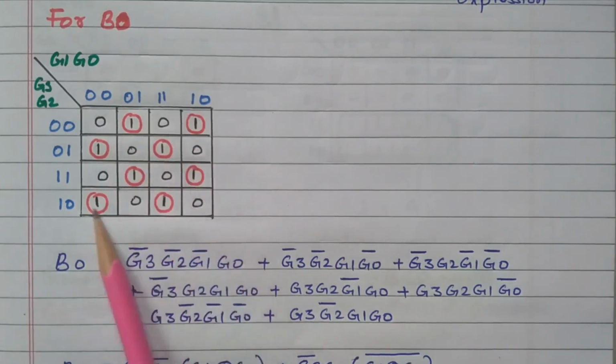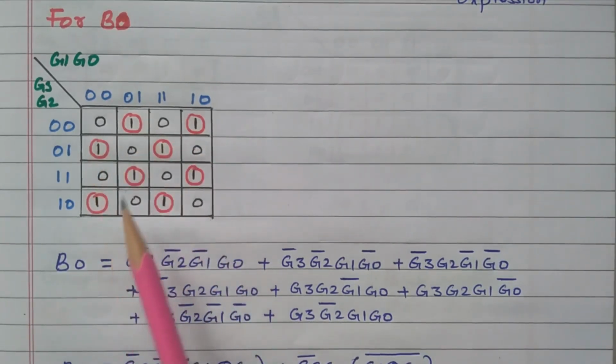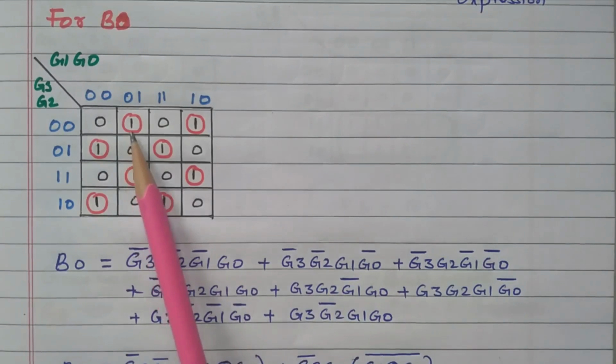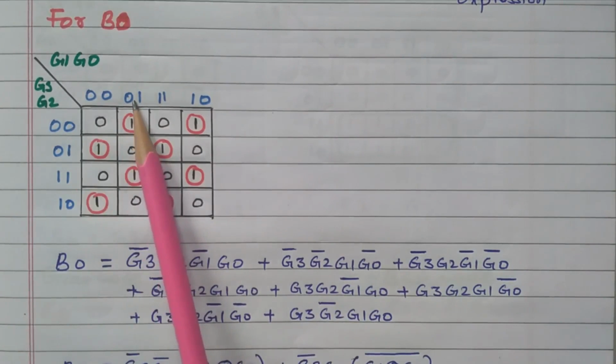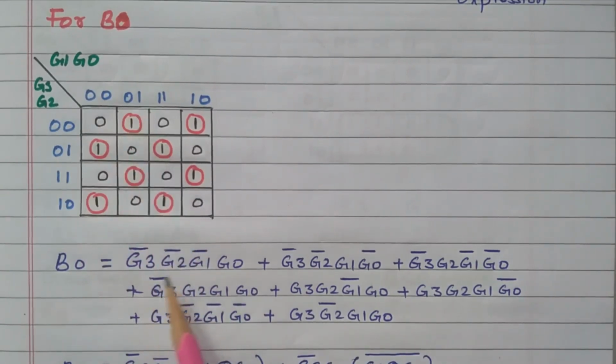Next we need to go for the grouping of the cells. Here there is no possibility of any grouping of cells. All are available individually, right? So there are 8 different expressions available. So how will you write this? First refer to this one: you have to refer to this 0 0 and 0 1, that is 0 0 0 1. That is the first term. 3 zeros and 1 means G3 dash, G2 dash, G1 dash and G0, where 0 is represented by the complement.